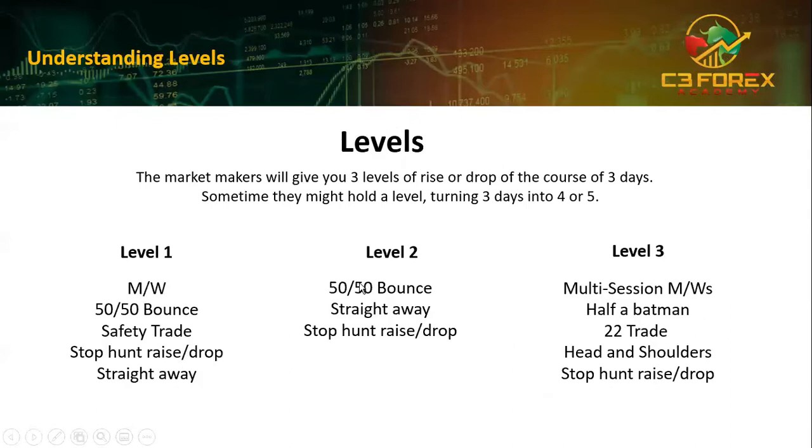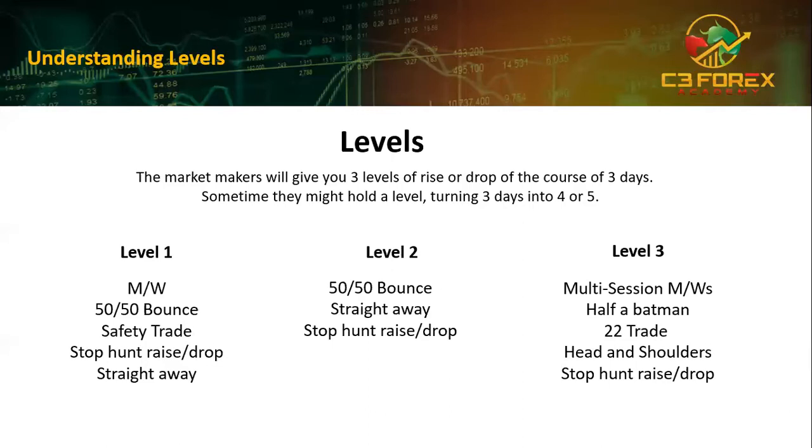Level 1, you're looking for M's and W's, 50-50 bounce, safety trade, stop hunt, rise, drop, straightaways. Level 2, you're looking for 50-50 bounce, straightaways, stop hunt, rise, or drop. Level 3, multi-session M's or W's, half of Batman's, 22 trades, head and shoulders, stop hunt, rise, or drop.